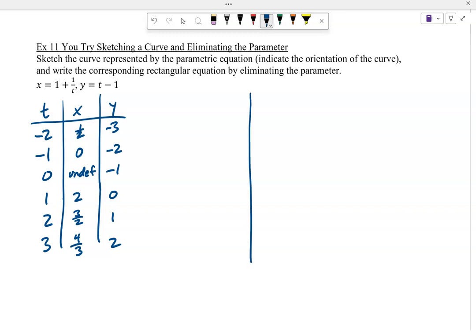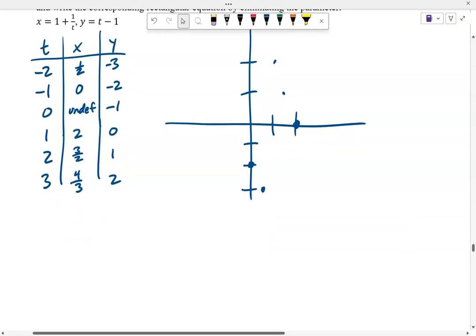And I could look at this. Let's see here. I got half, -3. I got 0, -2. And then I got 2, 0 over here. I got 1.5, comma 1, 3 halves, comma 1. I got 1 1/3, comma 2. So I'm kind of like, boy, what is this thing? I don't know. Let's go ahead and eliminate the parameter. Kind of help us out here.